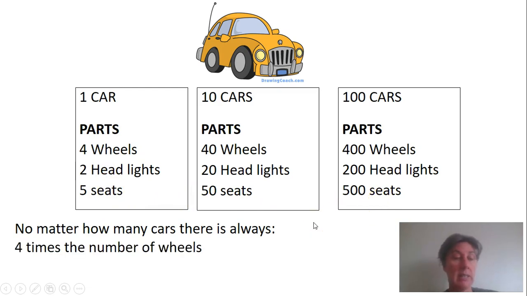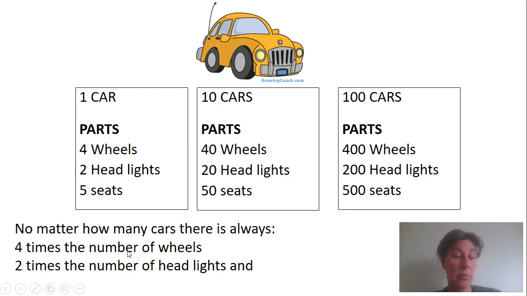So that's what you need, to get the simple pattern going, and then you'll be able to do it for however many you've got. So no matter how many cars you've got, or later on we'll look at groups, no matter how many groups you've got, whatever amount you have of the whole thing, you'll always multiply that by 4 to get for wheels, and multiply it by 2 for headlights, and multiply it by 5 for number of seats.